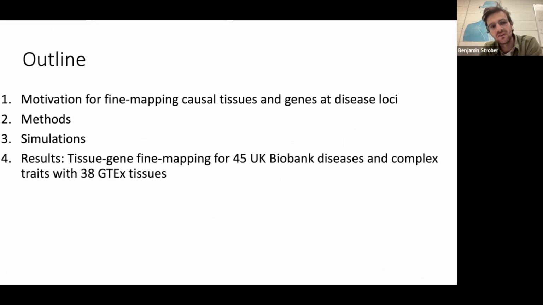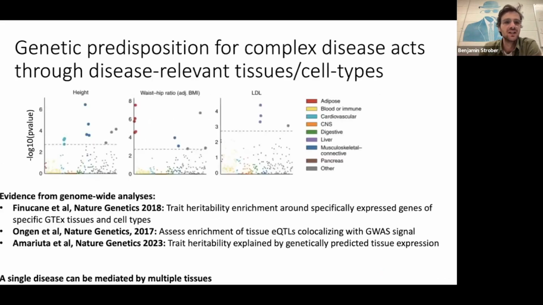Then we're going to talk about the methods we developed to do this task. We're going to evaluate those methods in simulations. And then we're going to show results applying this new method of tissue gene fine mapping to 45 UK Biobank diseases and complex traits using 38 GTEx tissues. But to start, we're going to start with motivation.